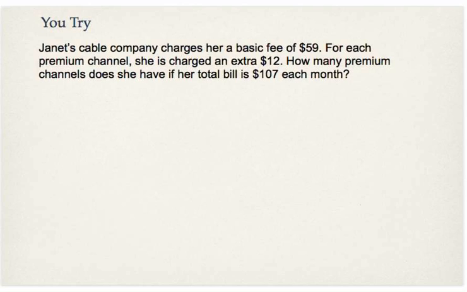Start with some sample numbers of premium channels. Create your table to find your answer. Then look for the numbers that stay the same. Look for the numbers that vary or change, that's your variable, and have it equal the total bill of $107. When you're finished writing an equation and solving this problem using a table, check it with your teacher.